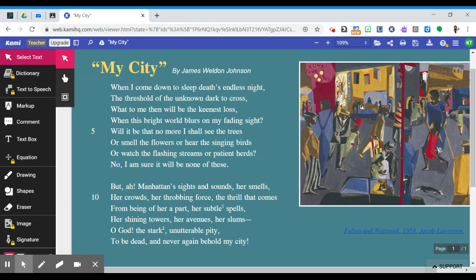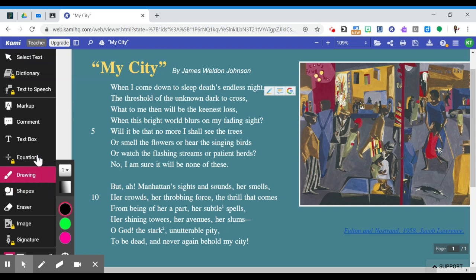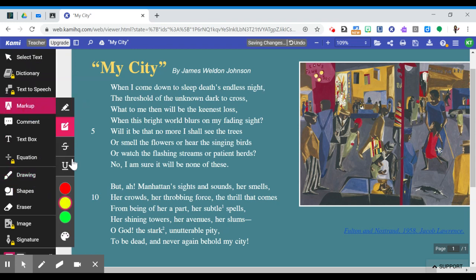Okay, so returning to the octave, we can see the speaker muse about what he will miss once he's dead, basically, when he sleeps death's endless night. Here, endless night, we're talking about death. The threshold, which is a doorway, of the unknown dark to cross, again, just emphasizing death, what to me will be the sharpest loss? So what will he miss the most after he's dead?